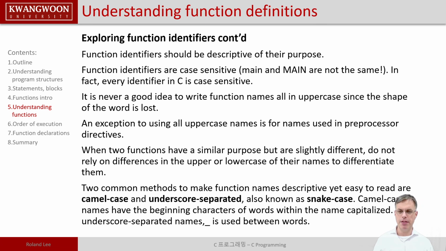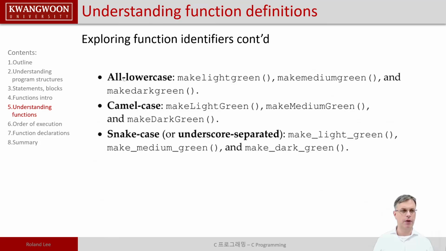Two common methods to make a function name descriptive yet easy to read are camel case and underscore separated, also known as snake case. Camel case names have the beginning characters of words within the name capitalized. In underscore separated names, an underscore is used between the words. So here you have it.